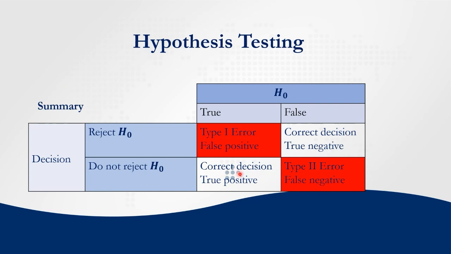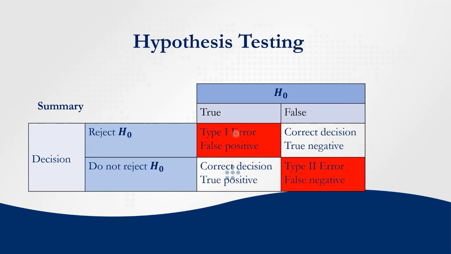We do not reject the null hypothesis when the null hypothesis is true. So when the null hypothesis is true, we don't want to reject it. So this will also be a good decision. And then the other, which is now our type 2 error, is we don't reject it when it's false. When it's false, we want to reject it. When it's true, we don't want to reject it.